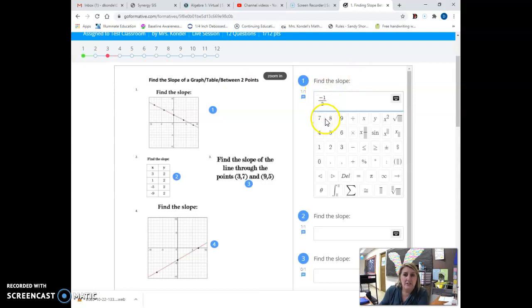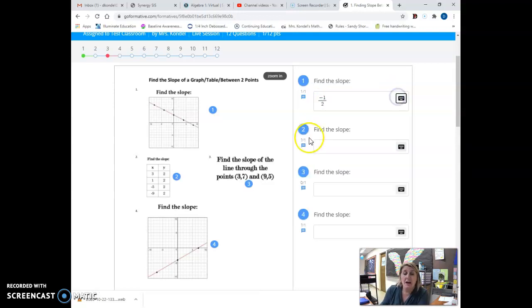So make sure that as you are finding your slopes, you're not only reducing them, but you are typing them in as fractions. So the rest of them are for you to try on your own. But if you have any questions, please reach out. Good luck.